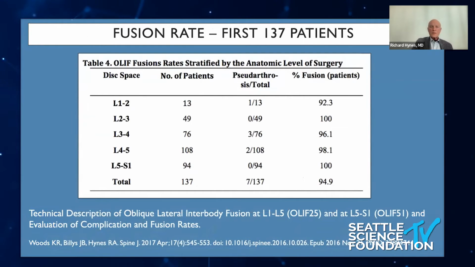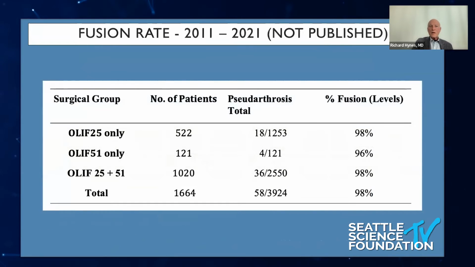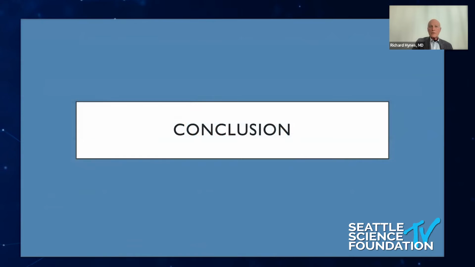The fusion rate, which is what we're all after, it's the bottom line, and sagittal balance, of course, in the beginning, very good, just like we would expect from ALIF or retroperitoneal surgery. We always had high fusion rates. This is not a surprise. And it's nice to know that after all these years and now almost 4,000 levels of OLIF, we have an extremely high fusion rate as we would expect. We're actually getting a little better over time.